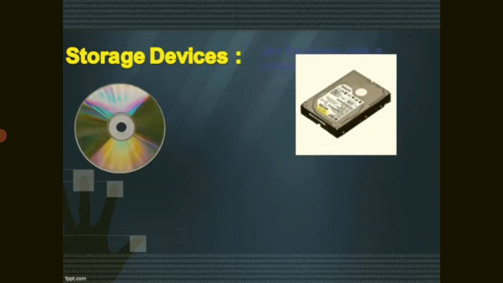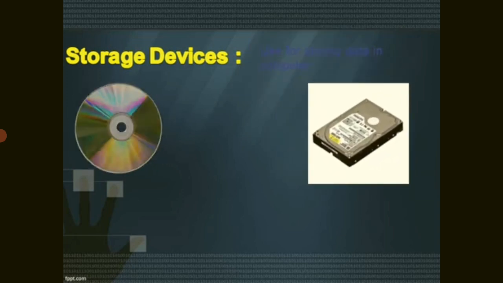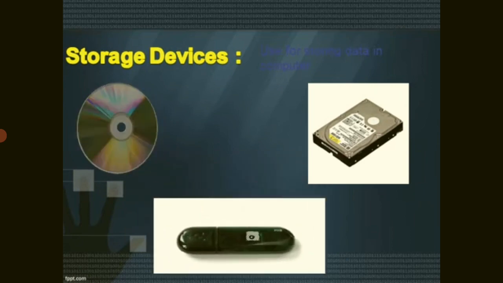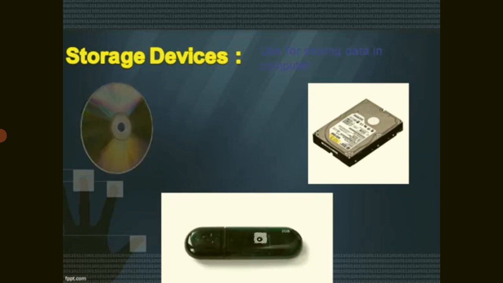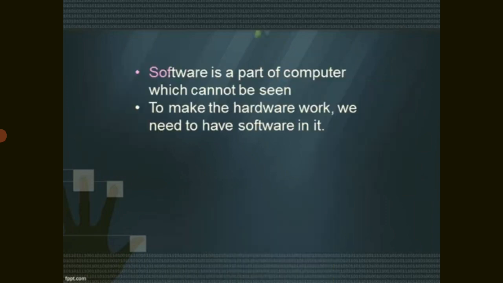Hard disk. It is a device which stores a huge amount of data and information. It is present inside the CPU box. Pen drive. It is very small in size but can store and transfer data from one computer to another. It can be handled very easily.